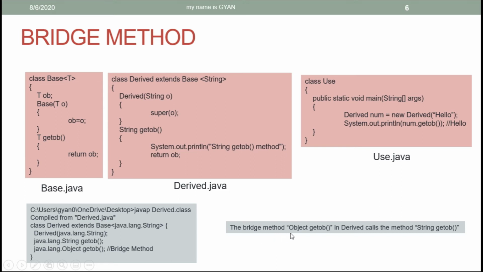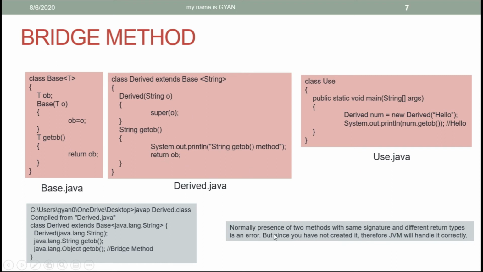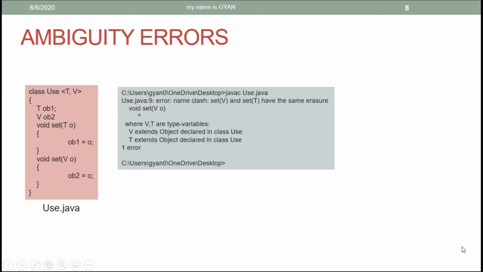The bridge method, that means the method getOb, which returns Object reference in the class Derived, calls the method getOb, which returns String. And both methods are present together in the class Derived. So normally, presence of two methods with same signature and different return types is an error. But since you have not created it as a programmer, therefore the JVM will handle it correctly because it was created by the compiler. Now there is one more problem, ambiguity errors introduced by the concept of erasure.